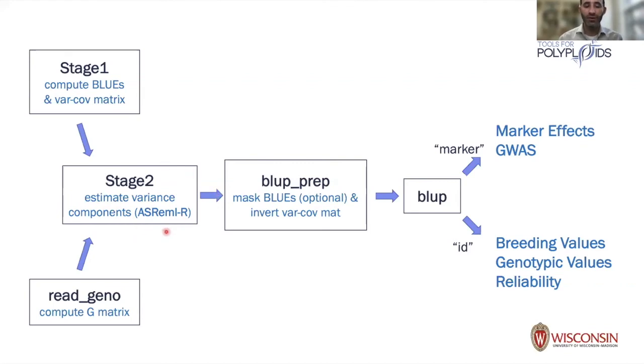The information in terms of the variance components and the stage 1 BLUEs is then fed into this BLUE_prep command, which is really just an intermediate command to do the expensive part of the calculation, which is the inversion of the full variance-covariance matrix.